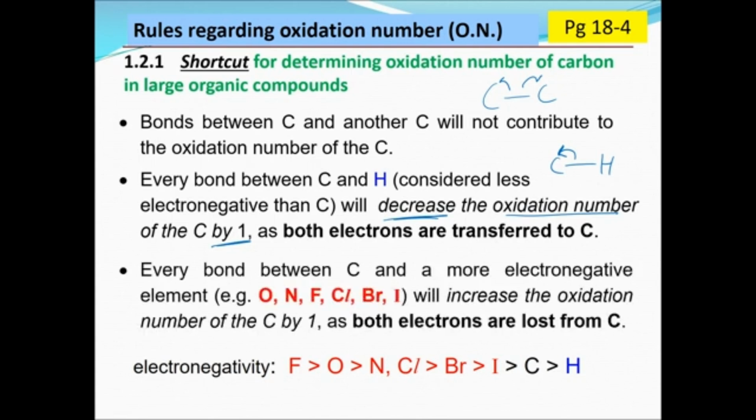Thirdly, every bond between carbon and a more electronegative element, as we have given you a whole set of examples here, will increase the oxidation number of carbon by 1, because now both of the bonded electrons are actually lost from the carbon. So carbon has lost an electron, and this increases the oxidation number by 1.